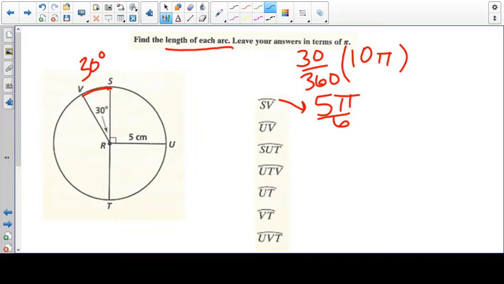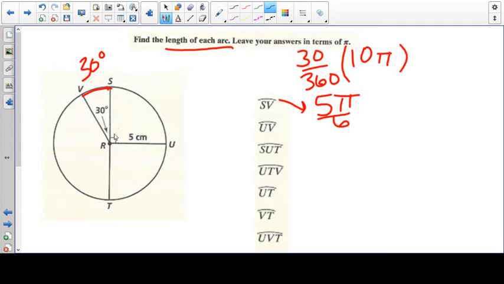All right, next one. It's asking me for UV. Now, just like in the example before, this one wasn't very clear as to where I'm going, but if you look down below, it later asked me for UTV. So logically, am I going to do that one twice? No. So when we're doing this UV, we're going to do the smaller one, or the minor arc. Minor arcs, I only need 2 letters. Major arcs, I need 3.